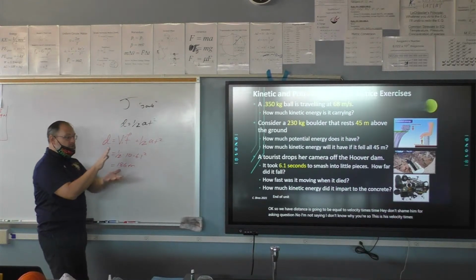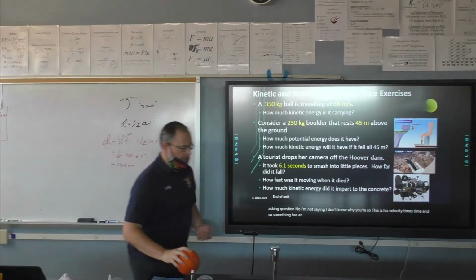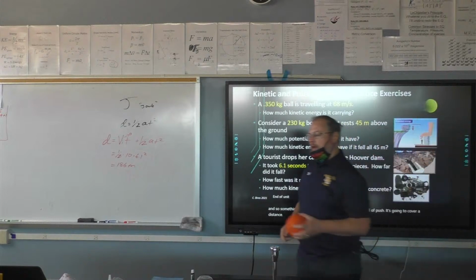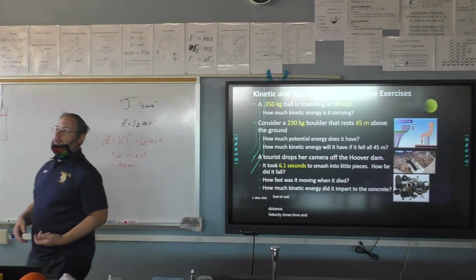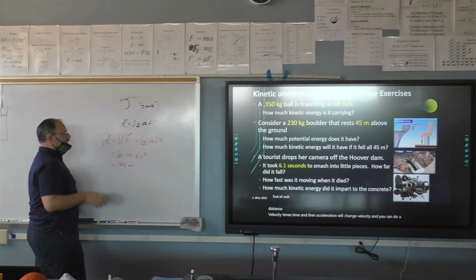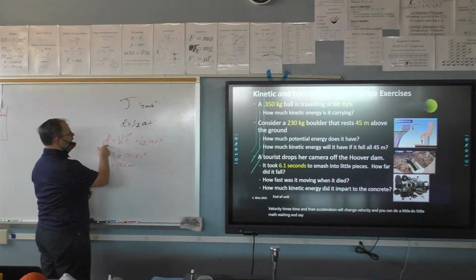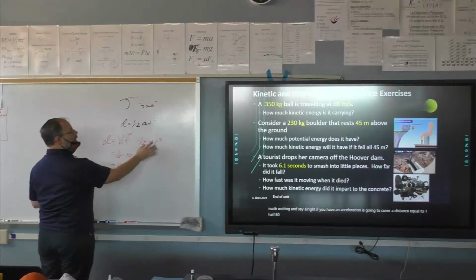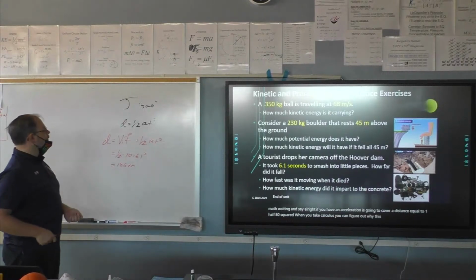And so if something has an initial velocity, like you give the ball a push, it's going to cover a distance, velocity times time. And then acceleration will change velocity, and you can do a little math and say, if you have an acceleration, it's going to cover a distance equal to 1/2 AT squared. When you take calculus, you can figure out why this is the way it is. Right now, just memorize it.